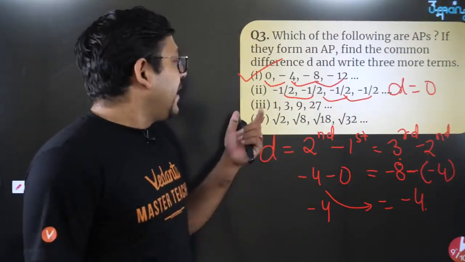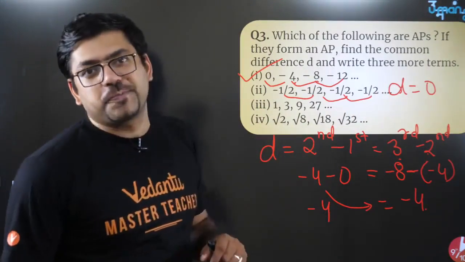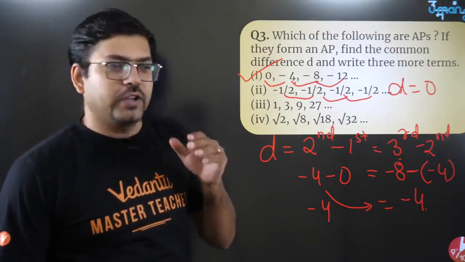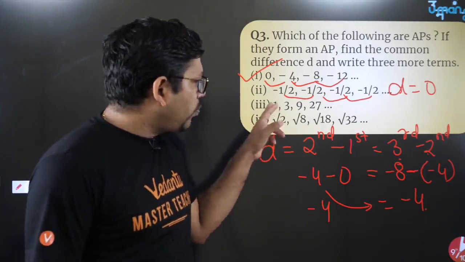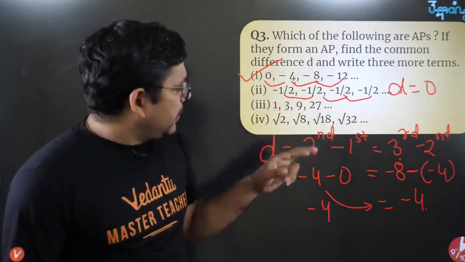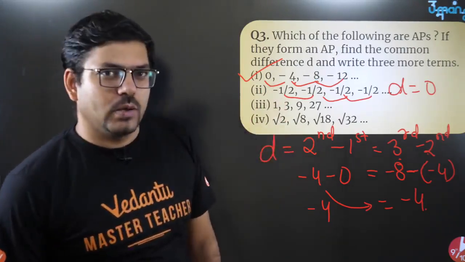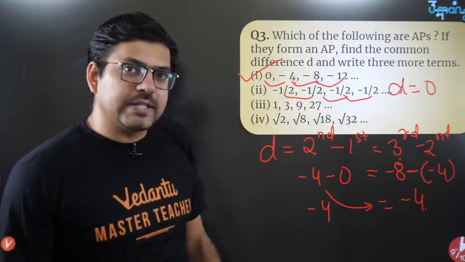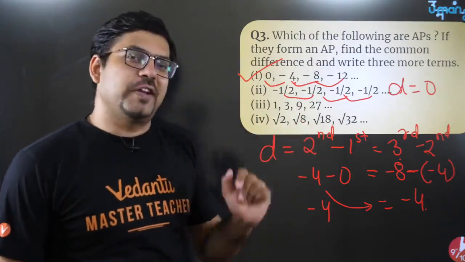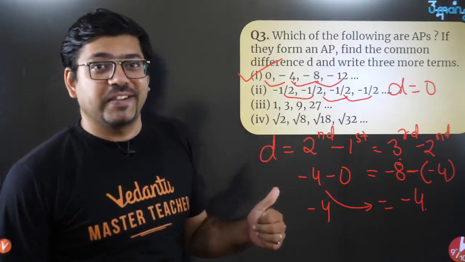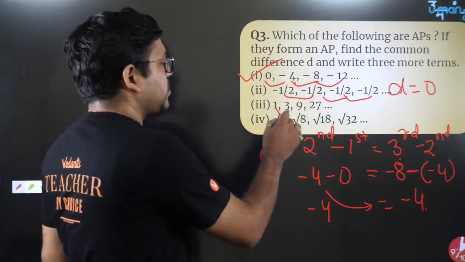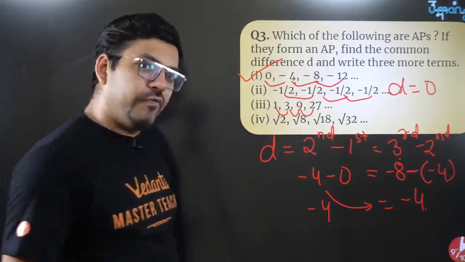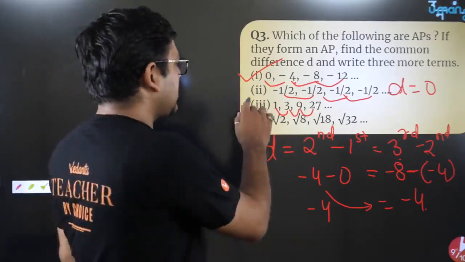Now, the third one. Please look at it very carefully. You have 1 to 3, which is plus 2. Then 3 to 9 is plus 6. Then 9 to 27 is plus 18. Wait, no, this is not an AP, because this time you are adding plus 2, then plus 6, then plus 18. Obviously no.